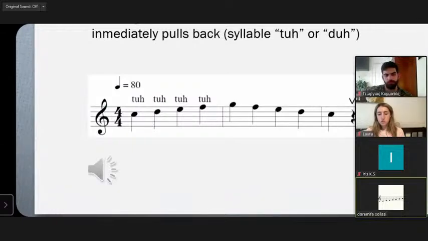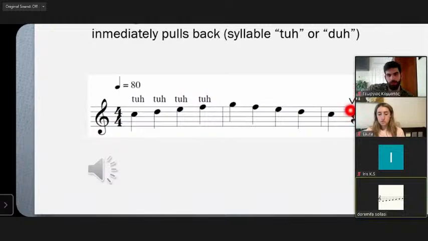They will articulate each note with a ta sound. So ta ta ta ta ta ta ta ta ta. There you can see that each note is well articulated and starts with a T sound.